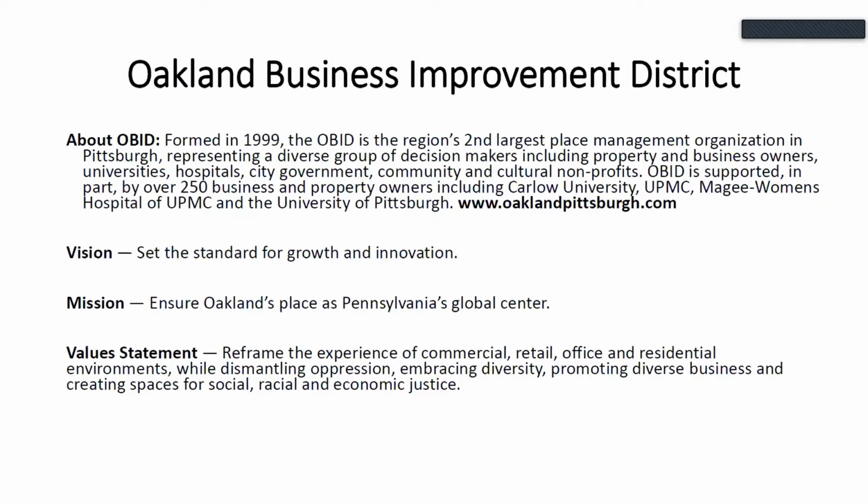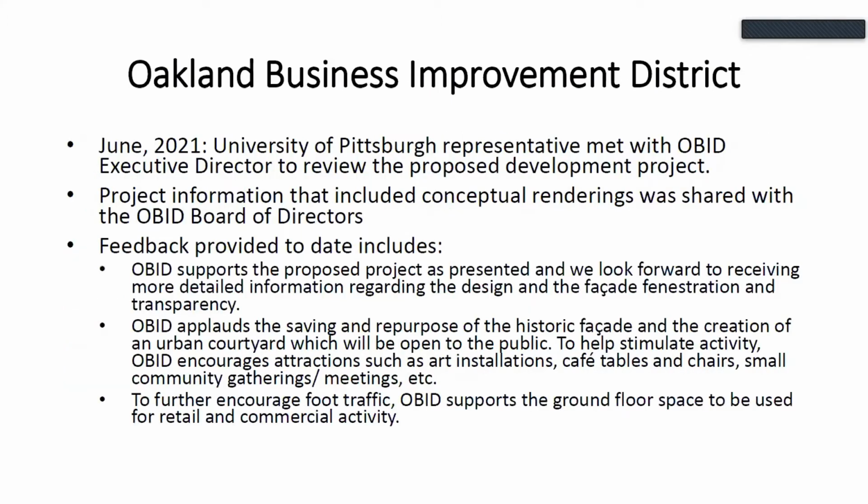Our board of directors late last year went through a 15-month process and completed an organizational strategic plan. So what you have here on the slide is actually our vision, mission, and value statement. Our vision is to set the standard for growth and innovation. The mission of the organization is to ensure Oakland's place as Pennsylvania's global center. And we're very proud of our new value statement to reframe the experience of commercial, retail, office, and residential environments while dismantling oppression, embracing diversity, promoting diverse business, and creating spaces for social, racial, and economic justice. We can move to the next slide.